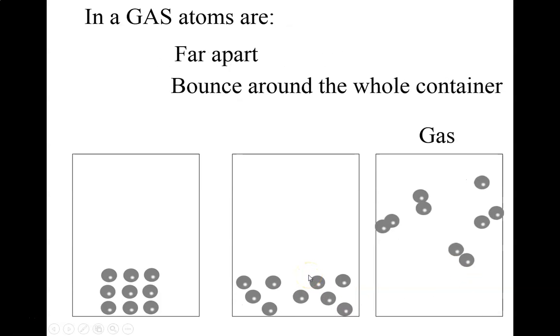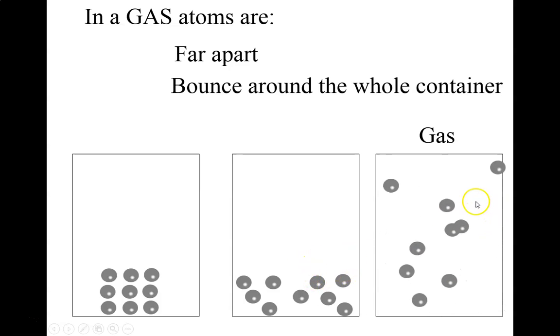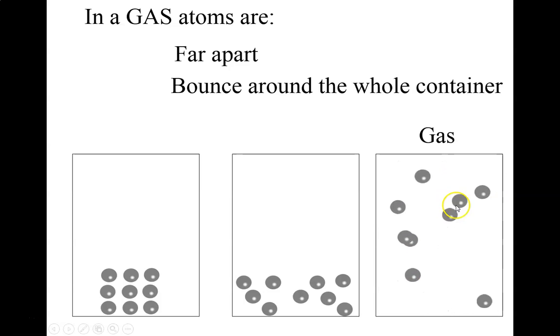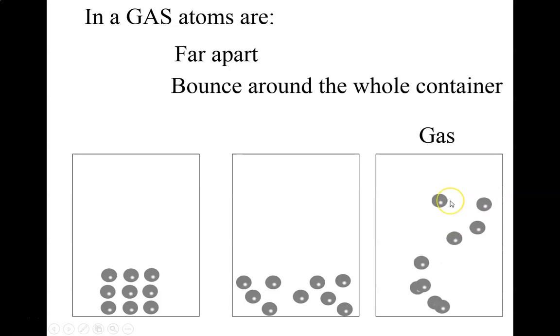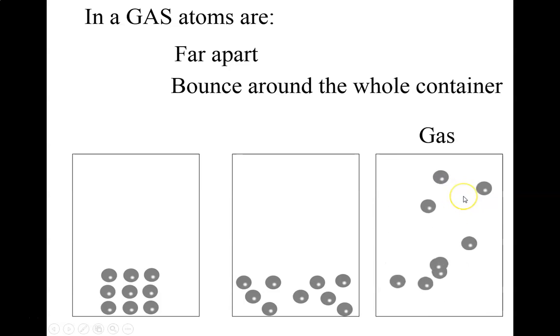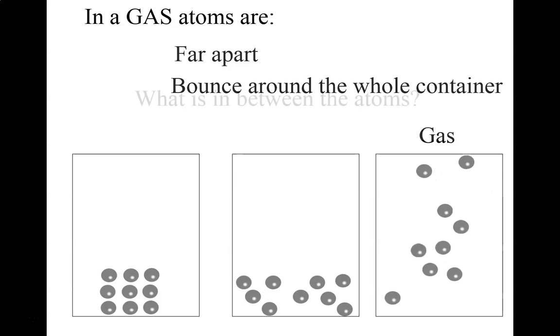In a gas, the atoms are the furthest apart, and they're not clumped together anymore. They're able to completely move around the container. They take up the space in which they're in. They're just bouncing around, bouncing off each other, bouncing off the walls, and that kind of thing. So farthest apart, bouncing around.